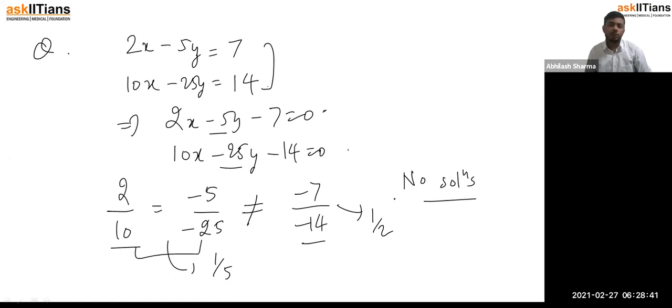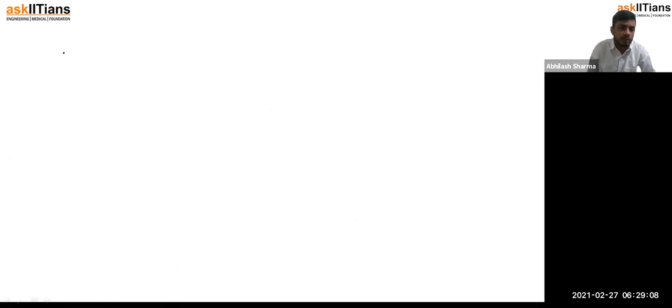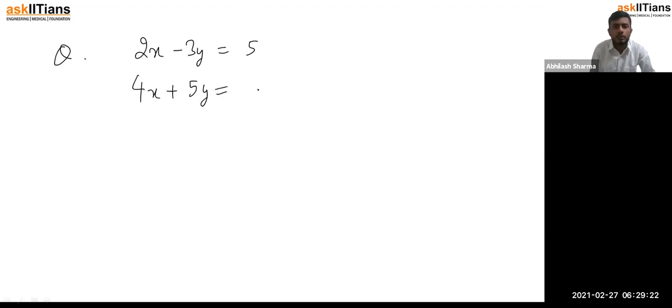Now, one final question we will take, a little bit good question using elimination, and then we can call it an end, okay? So the question is, let us say 2x minus 3y is equal to, let's say, 5, and let us also say 4x plus 5y is equal to 10. So how do we solve this?